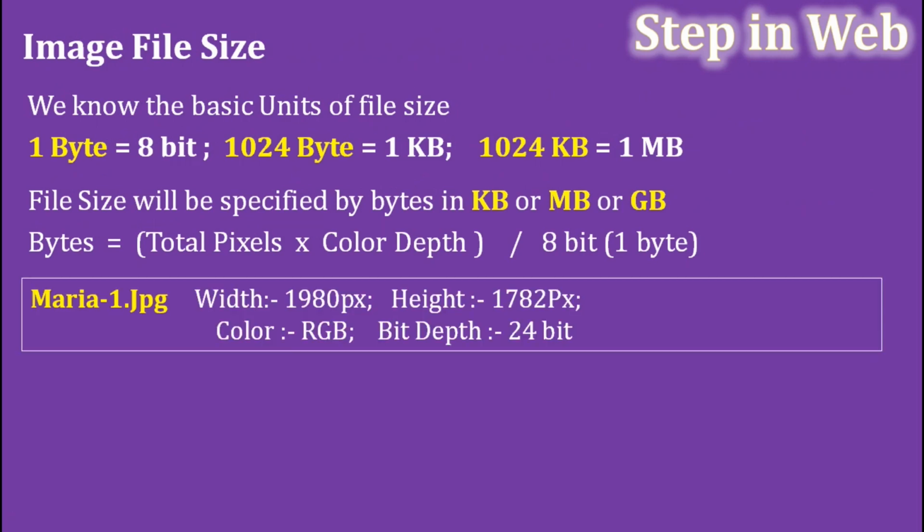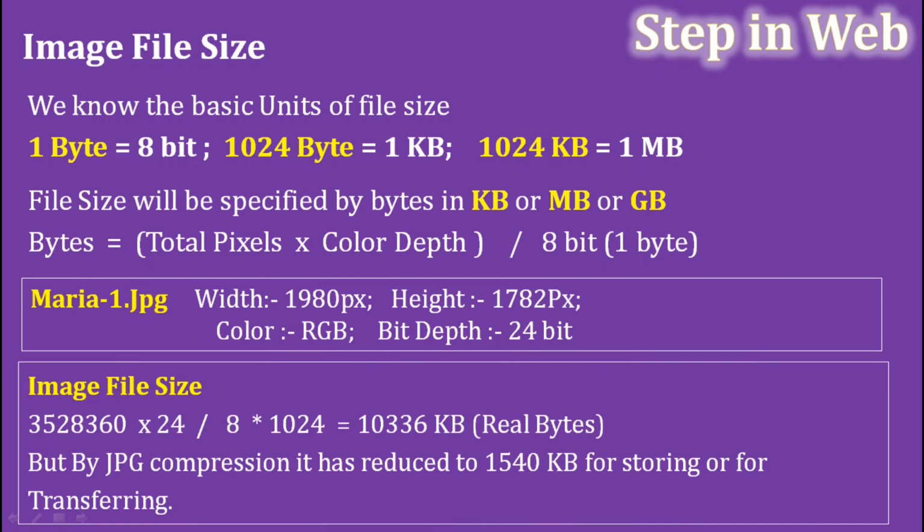You can take that same image, Maria 1 JPG: the width is 1980 px, height is 1782 px, color is RGB, and color bit depth is 24 bit. Then the file size: 1980 times 1782 comes to around 3.52 million, times 24, divided by 8 times 1024, equals 10,336 KB. This is actually the real size, and by JPG compression it is reduced to 1540 KB for storing or transferring.